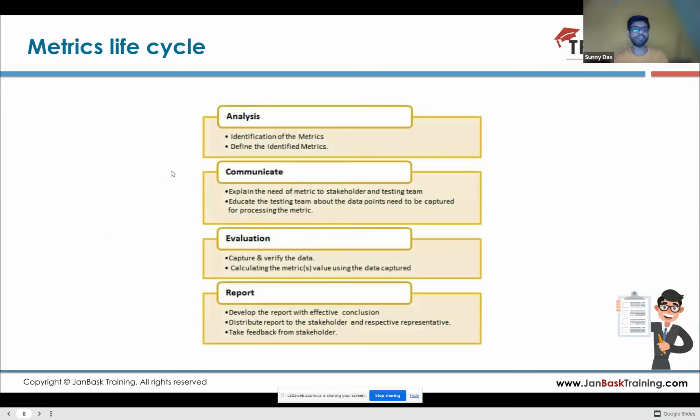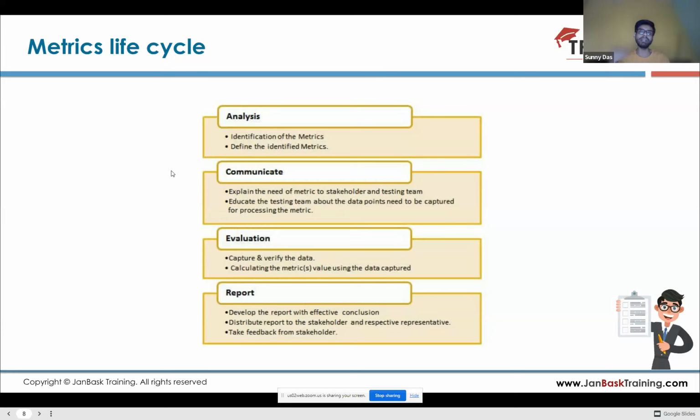Okay, so we have one metrics lifecycle as well. At first, what will you do? You'll do the analysis, right? The identification of metrics will be done and the identified metrics will be defined, right? Who does that? This one will be done mostly by you.